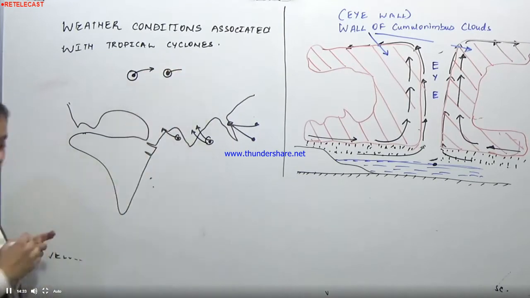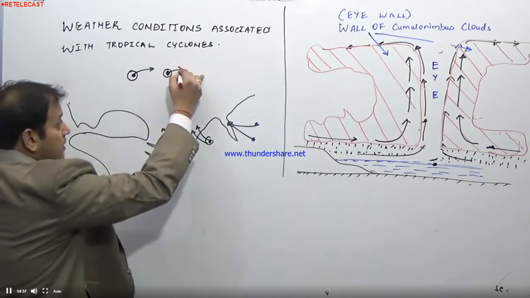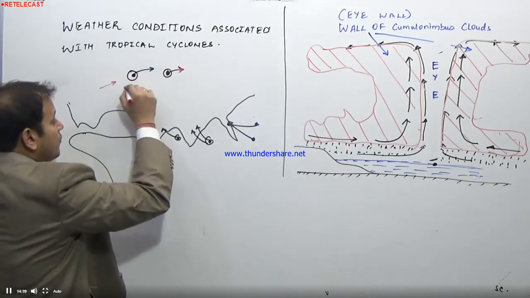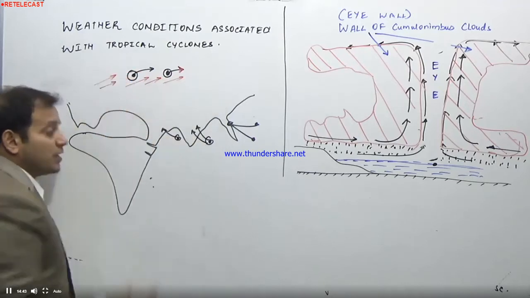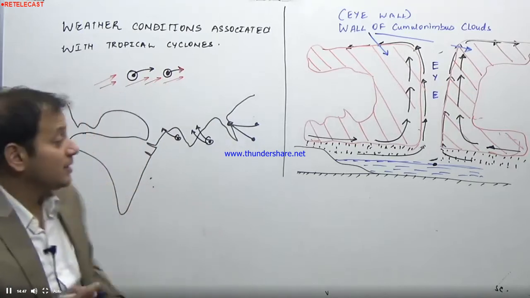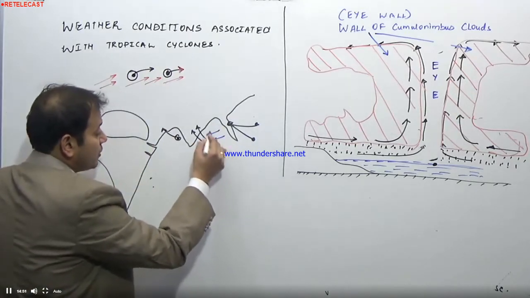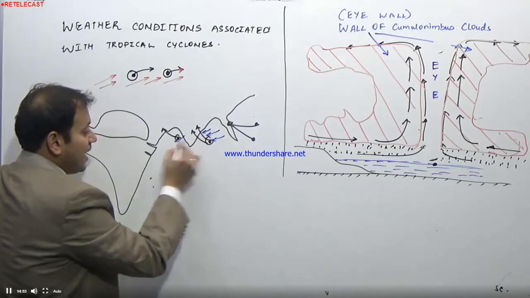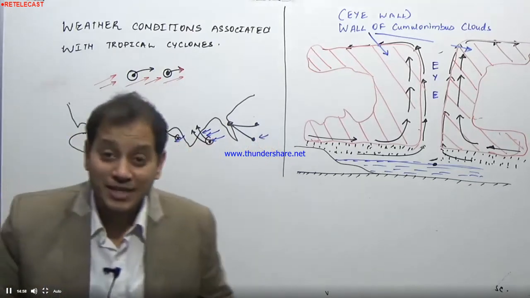What is the difference between these? Now, the temperate cyclones travel eastwards because they come under the influence of the westerly winds. This is the area where the westerlies blow. On the other hand, the tropical cyclones travel westwards because they come under the influence of easterly winds.